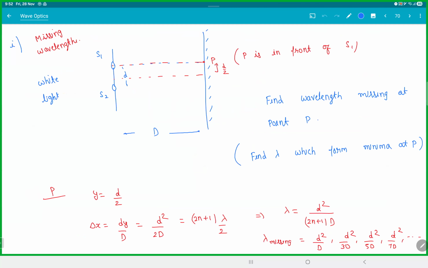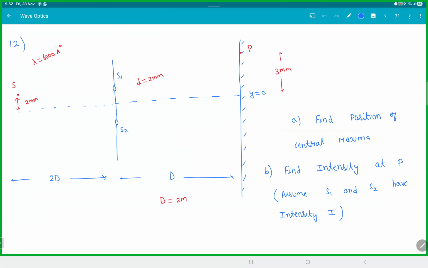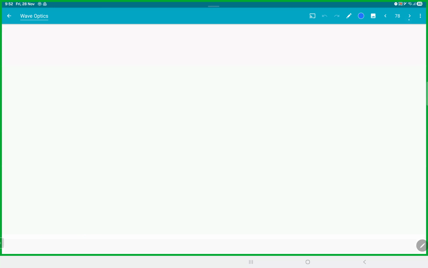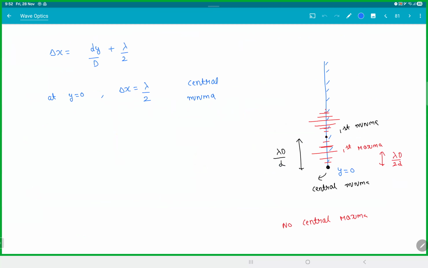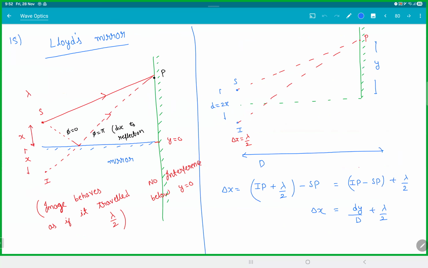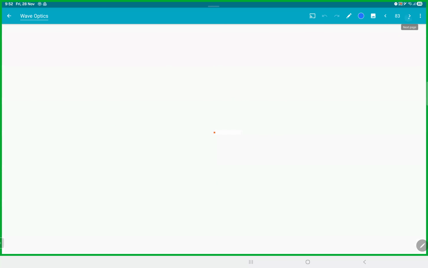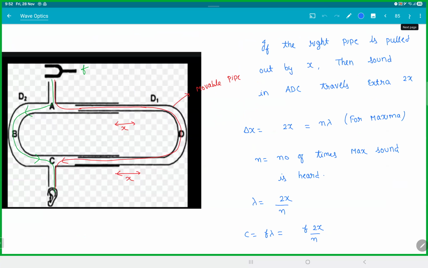Then we had I case, missing wavelengths. So there are multiple cases there. And then we did 3 experiments. One is the Lloyd's mirror. One is the Fresnel biprism experiment. Then Quincke's tube. Quincke's tube is an experiment to find the speed of sound. So there are 3 experiments in this. So definitely check it out.